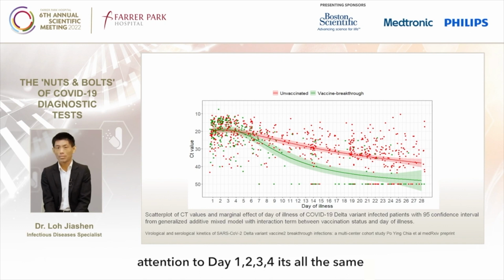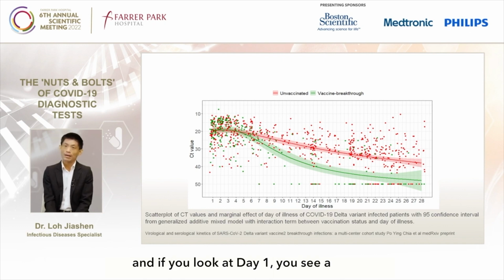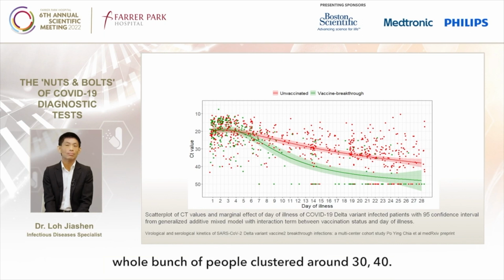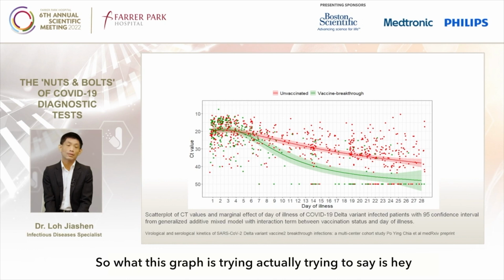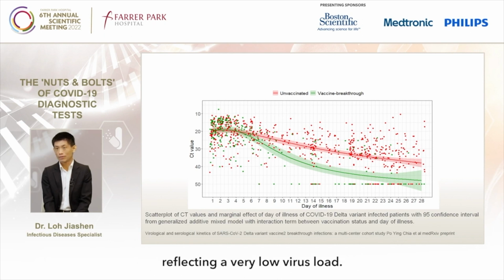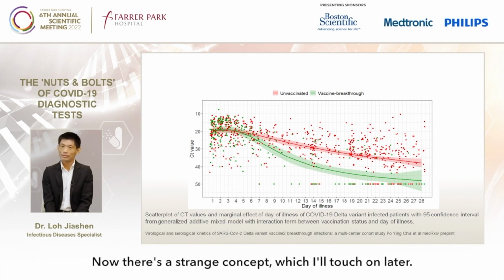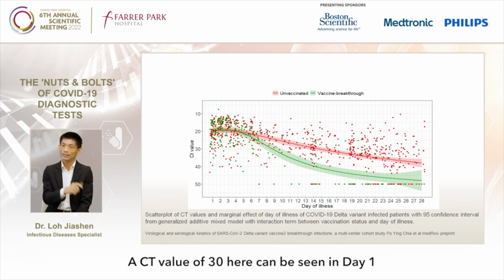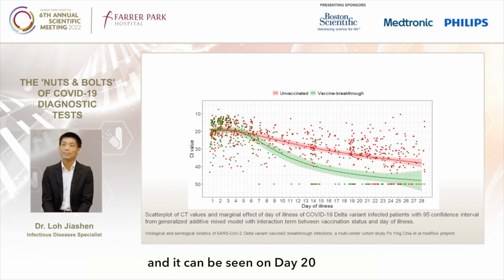It's all the same. And if you look at day number 1, you see a whole bunch of people clustered around the 30, 40. So what this graph is actually trying to say, hey, in early disease, your CT can be very high, reflecting a very low virus load. Now, there's a strange concept which I'll touch on later. A CT value of 30 here can be seen in day 1, and it can be seen on day 20, but the same 30 means different things. We'll talk about that later, all right?